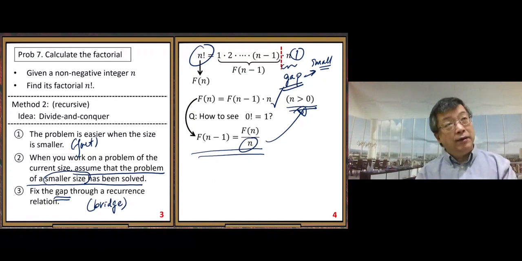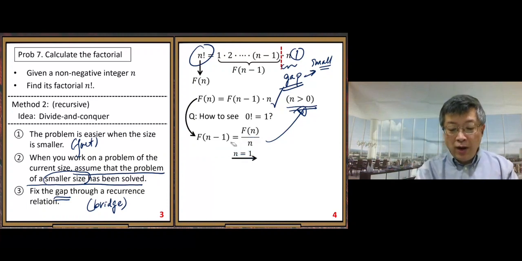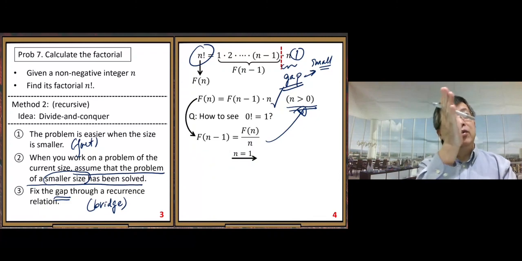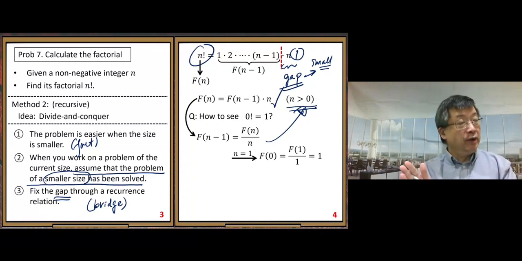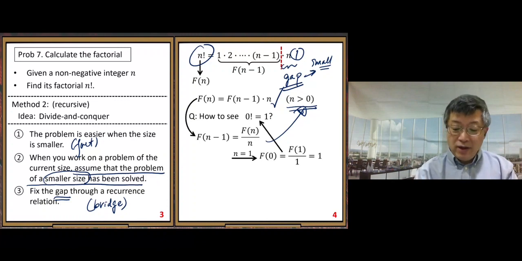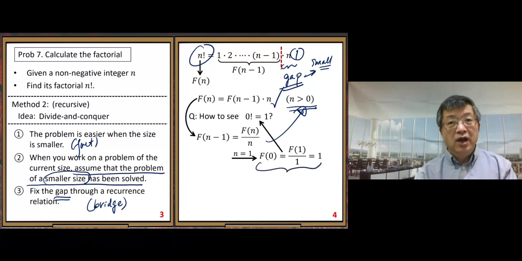Now, we plug in the n number, n equals 1. We plug in, what do we get? We get f of 0, 1 minus 1, f of 0 equals f of 1 over 1. F of 1, that is the 1 factorial. 1 factorial is 1, right? 1 over 1 equals 1. So now, from this expression, you see 0 factorial equals 1.